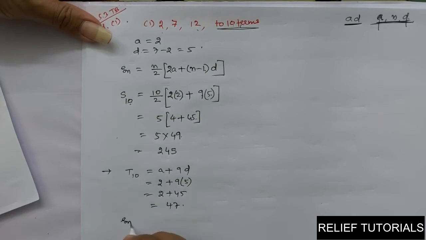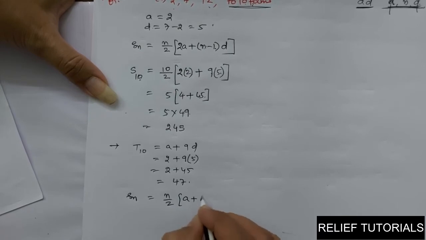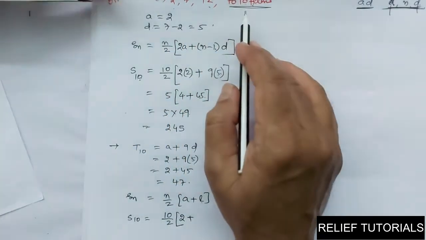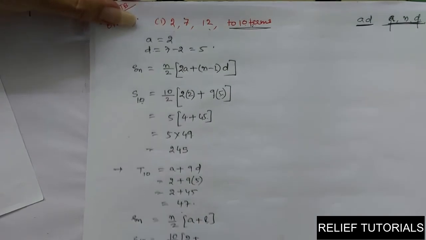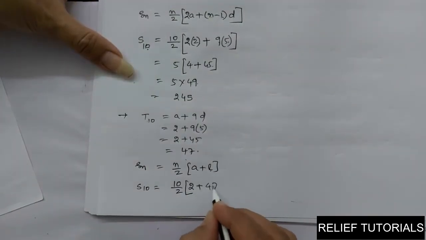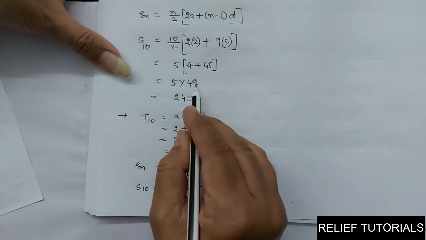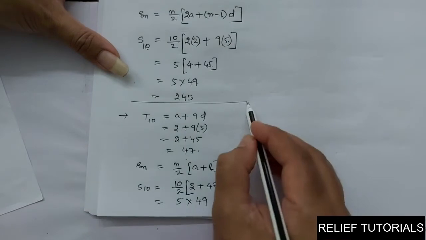So now you can use this formula, Sn is equal to n by 2 into a plus l. So S10 is equal to 10 by 2 into the first term 2 plus the 10th term, why? Because you want to find the sum up to the 10th term, and T10 is equal to 47. So 10 by 2 is 5 into 47 plus 2, that is 49. 5 into 49 is 245. So in this way also you can do it.